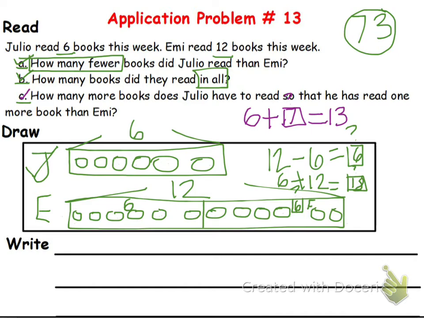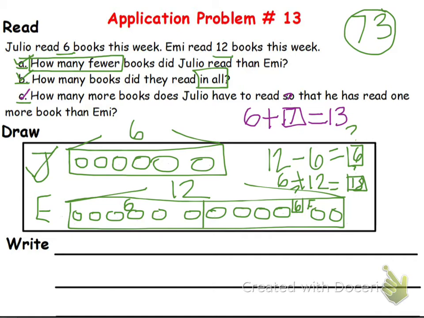So now we're going to do the statement. So now the statement, I'm going to read the question. I want you to take a moment to write your statement for the last one. Maybe you can pause it. After I finish reading the question, you can pause it to give yourself a chance to write your own statement. And then I will show you one statement that you could have written. So the question is, how many more books does Julio have to read so that he has read one more book than Emmy? You can pause it now.